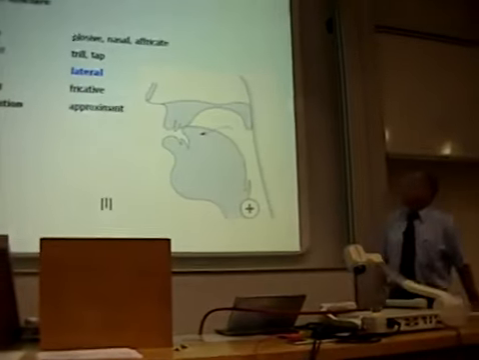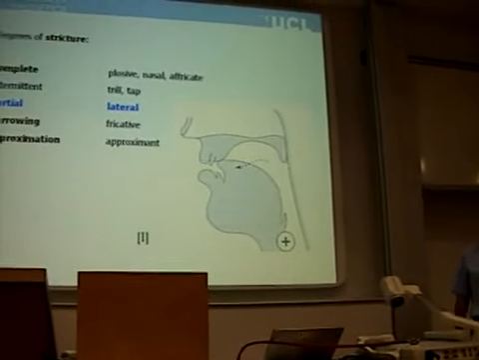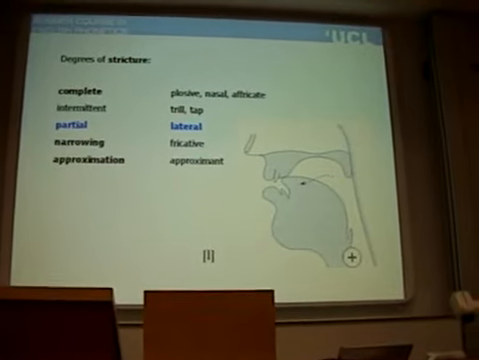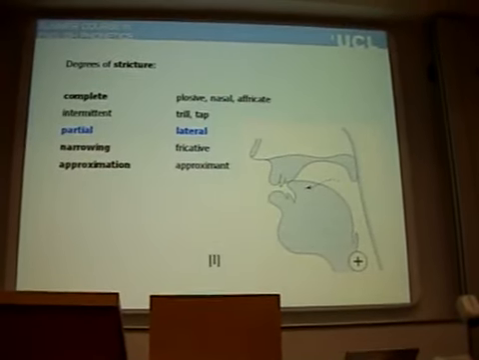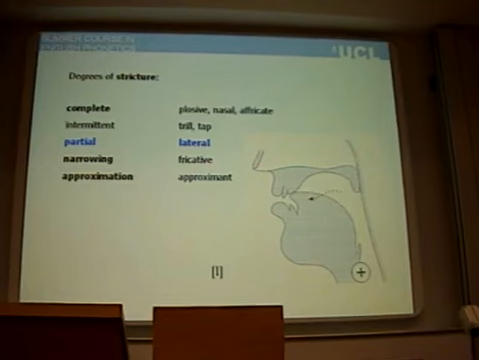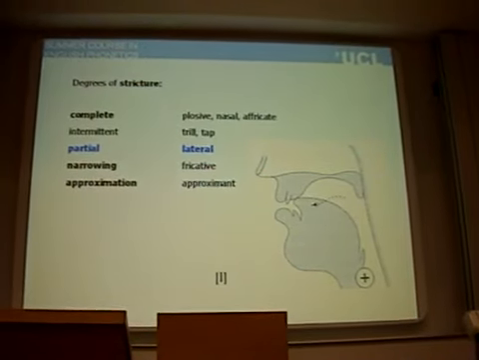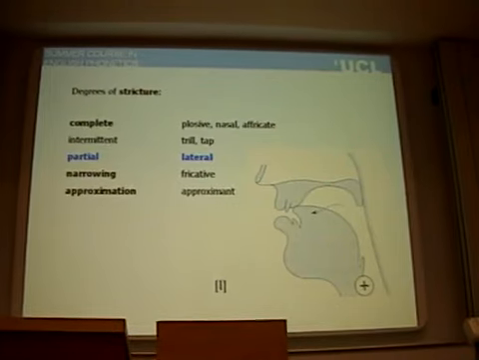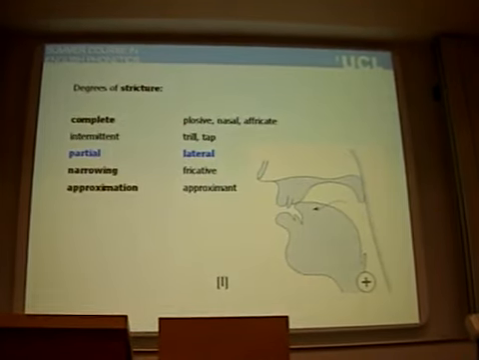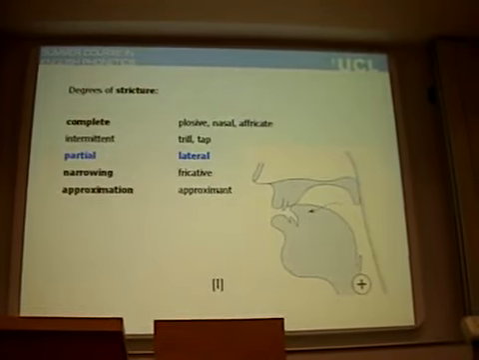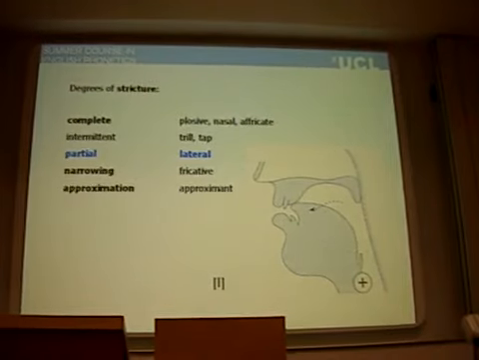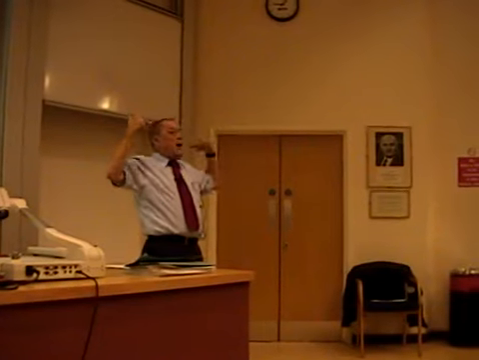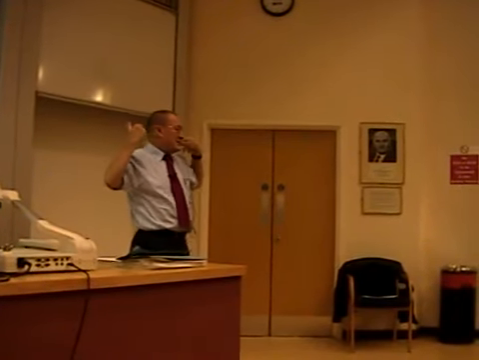Let's move on to partial stricture. This is where we have a closure in the midline, tongue tip on the alveolar ridge for an L sound, a lateral, but the air can escape round the side. If you make an L and hold it, you ought to be able to feel the air escaping at the side. If you hold everything still but then breathe in, you should feel cold at one or both sides of the mouth.